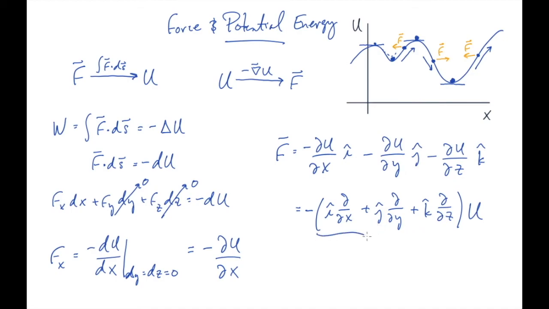This thing in parentheses is a vector differential operator. It's a vector because of this i hat, j hat, and k hat. And we say it's a differential operator because of these derivatives here. And it's going to operate on the potential energy function. If you do that, what you get out of it is the force. This thing has a shorthand name, and we call it del. So instead of writing all of that in parentheses, we just write del. So the force is minus del u. And del u is what we call the gradient.